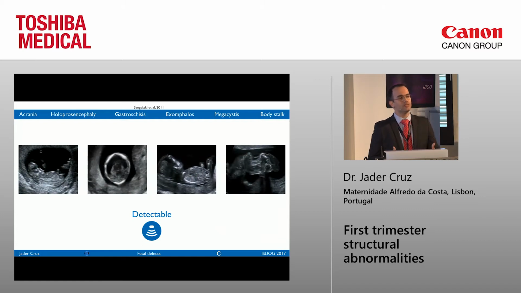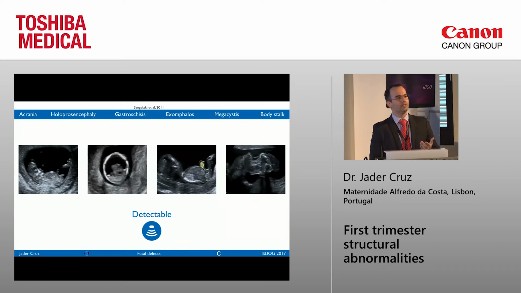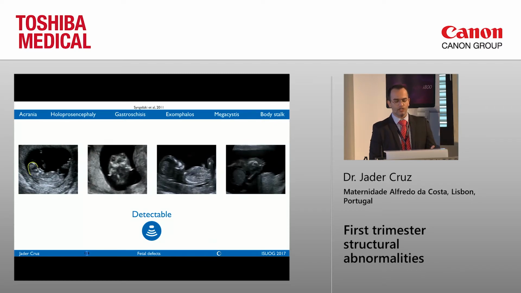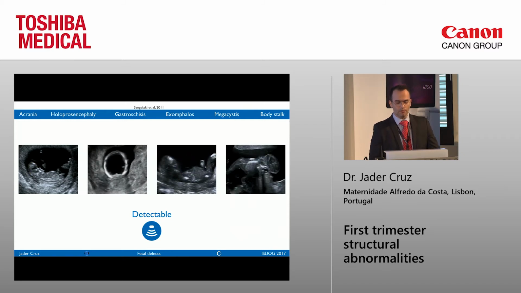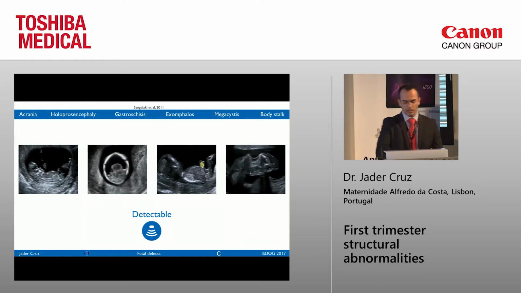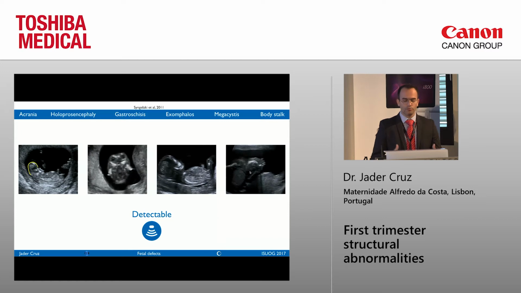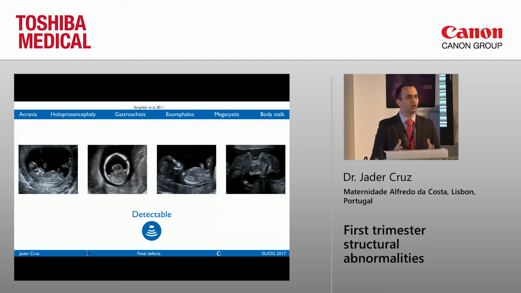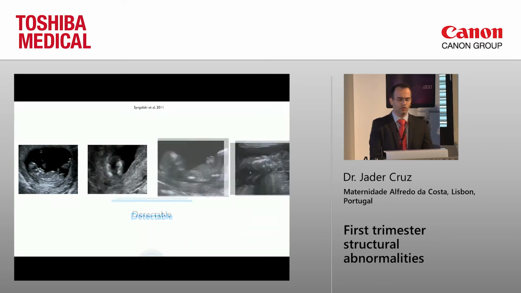Exomphalus and gastroschisis you can also see in the same section. When you're looking in a cross-sectional view of the baby to see the abdomen, or when you're looking in a sagittal view, and you can actually see there is something coming out through the abdominal wall. And of course, megacystis, I don't show you here, but I have an image afterwards, and body stalk anomaly. They are completely different in structure from the normal, and you can always detect. So there are abnormalities that we are always going to detect.